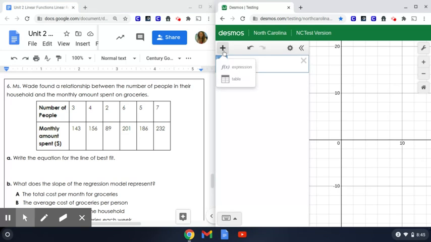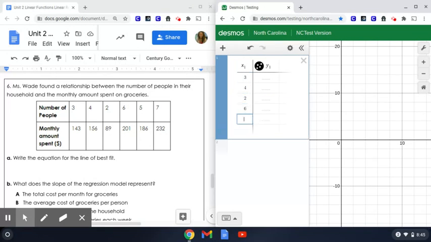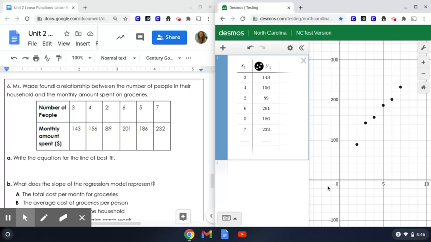So we're going to click Add, Table, and then the top, number of people, will be the X. So we're going to enter that in: 3, 4, 2, 6, 5, and 7. And then we're going to enter in the monthly amount spent on the groceries. And we're going to double check that all of those are correct. Awesome. The magnifying glass is going to give us a visual of those.